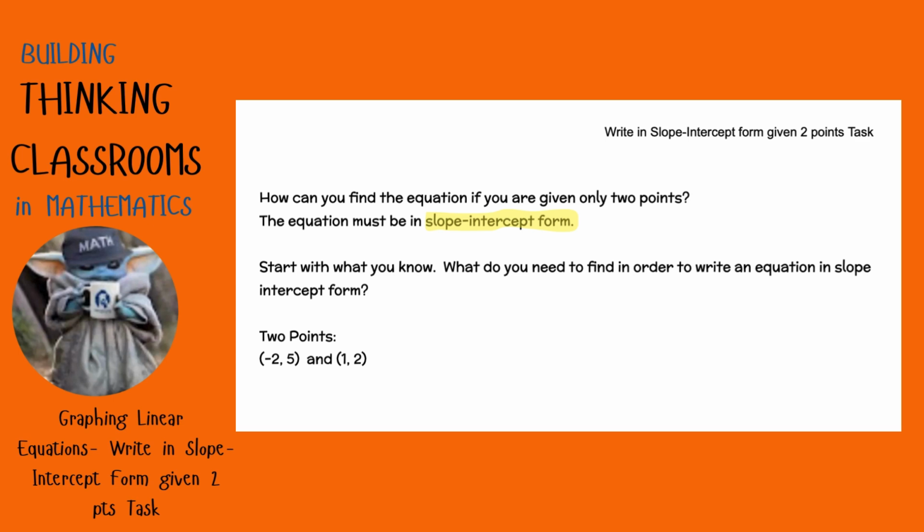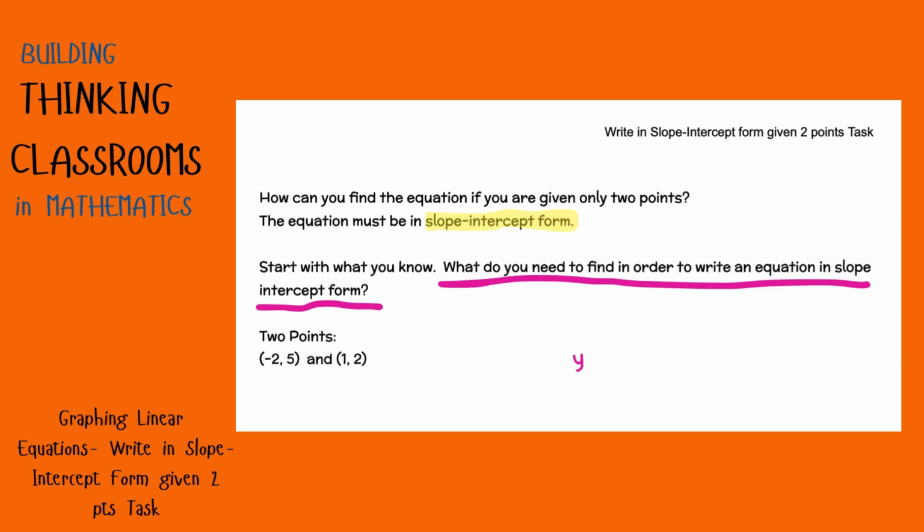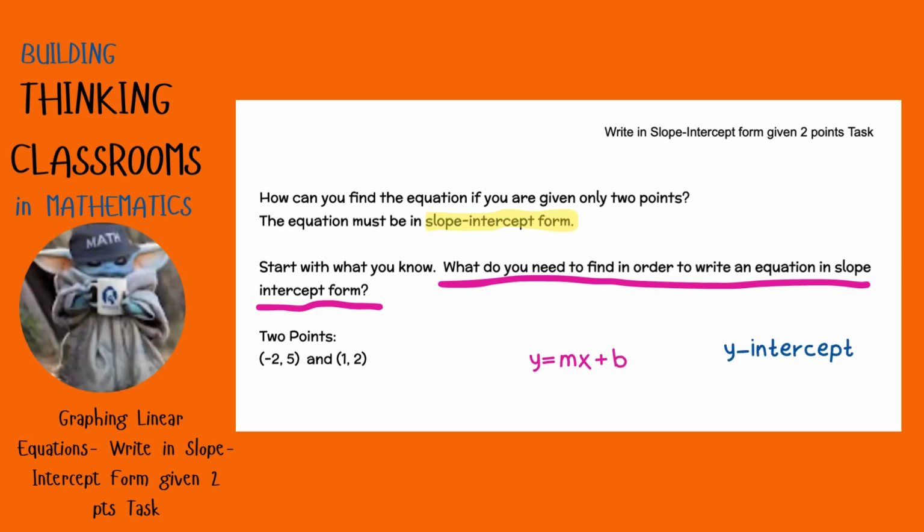So we want them to start with what they know in that 5-minute conversation. What they know is slope-intercept form. So then it becomes, what do we need to find in order to write the equation in slope-intercept form? One of the pieces that they need to find is the y-intercept. They also need to find the slope.